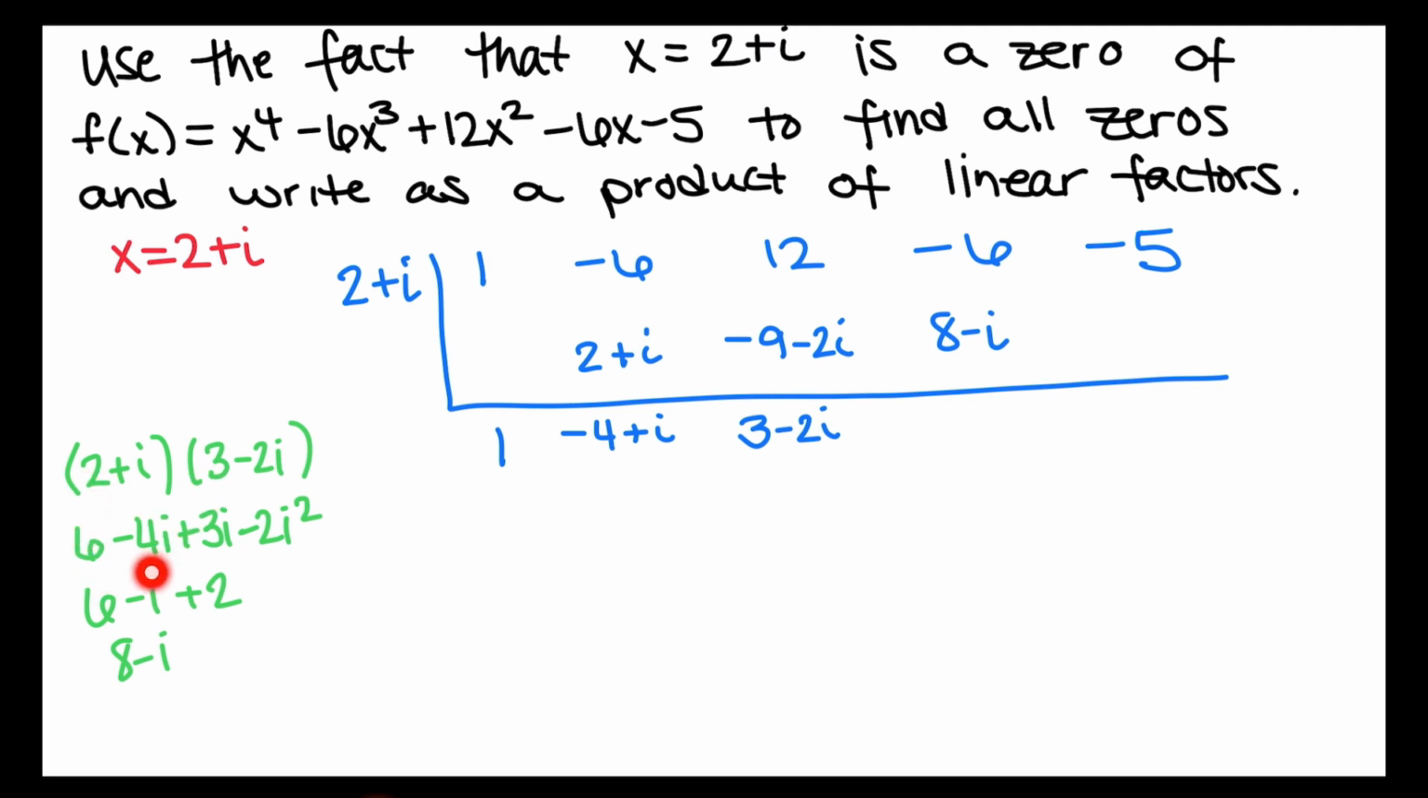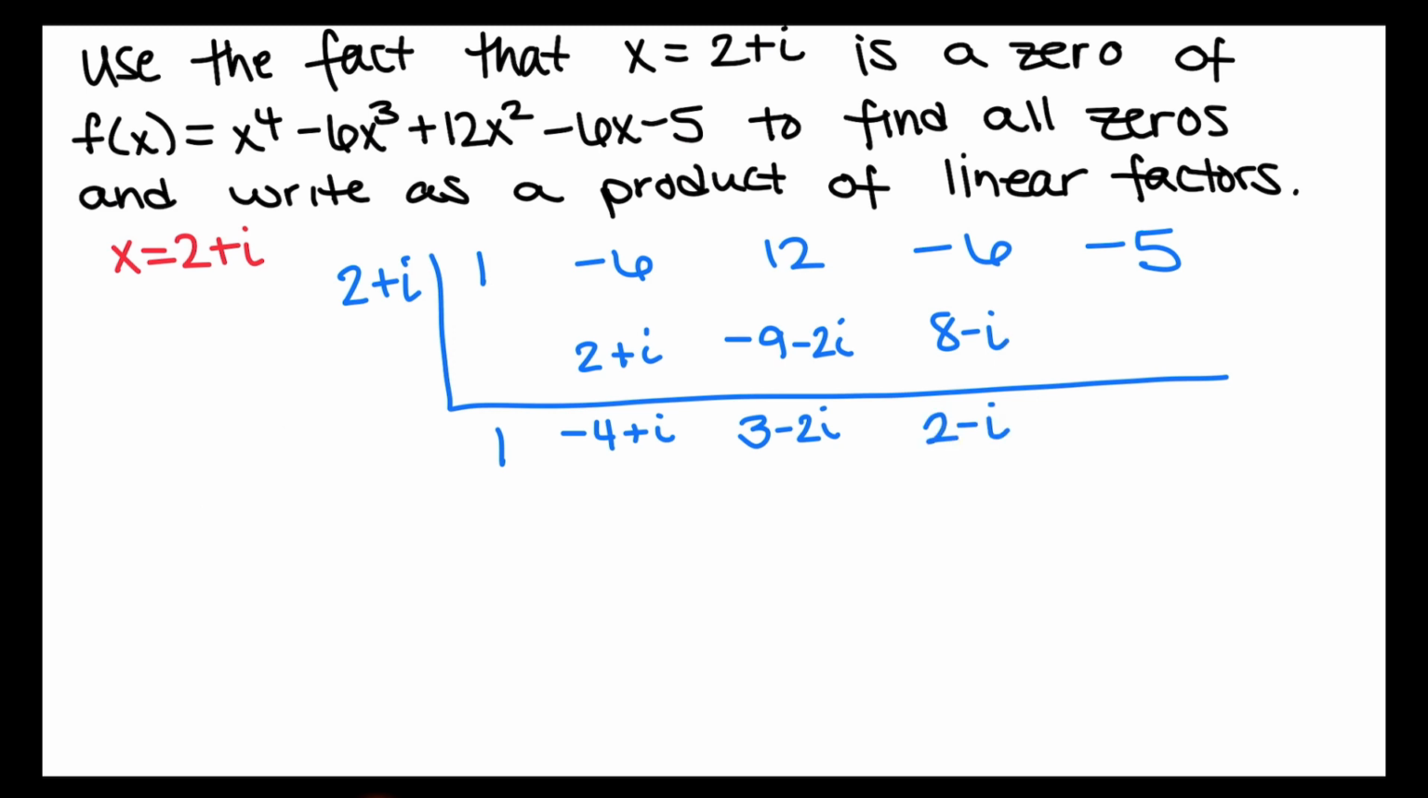6. Outer, 2 times minus 2i, minus 4i. Inner, 3i. Last, negative 2i squared. I can combine minus 4i plus 3i to give me negative i. Minus 2i squared. i squared is negative 1. That becomes a plus 2. I can combine the 2 with the 6 to get an 8. So 8 minus i. I'd put that in my box.